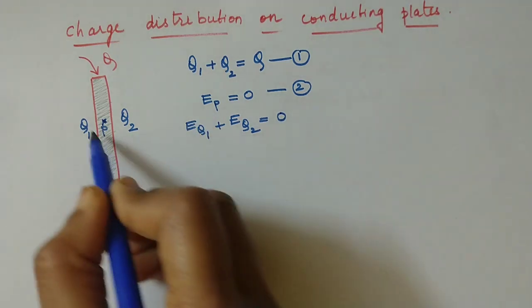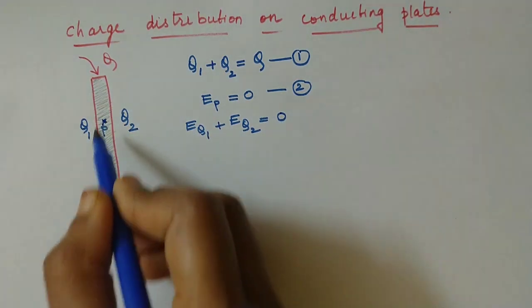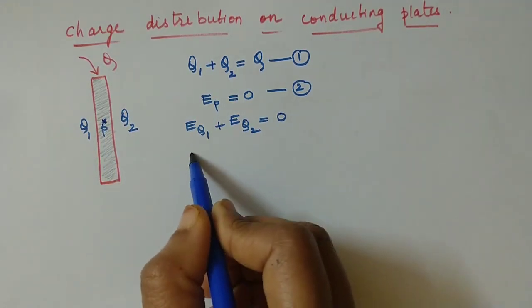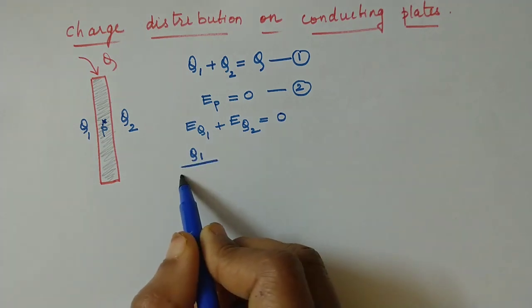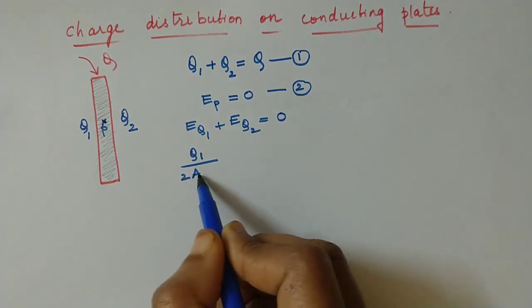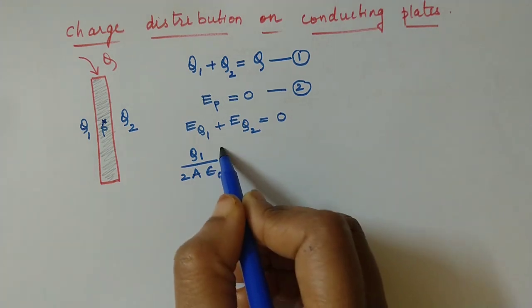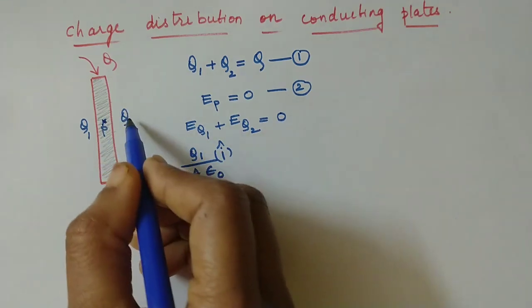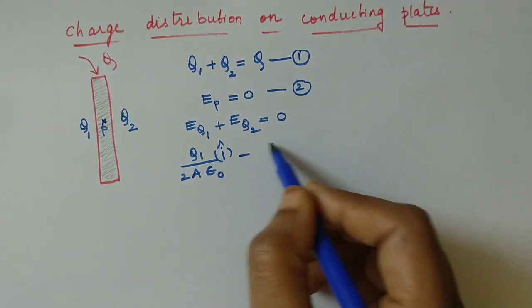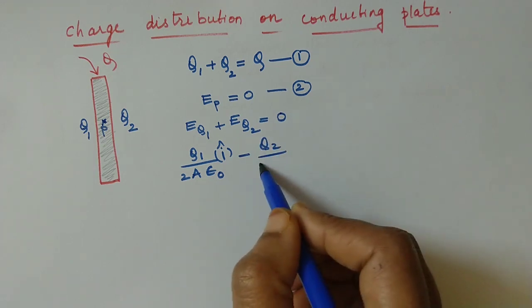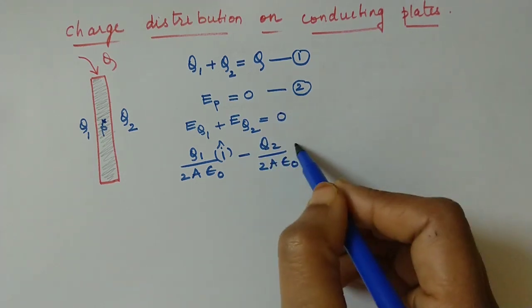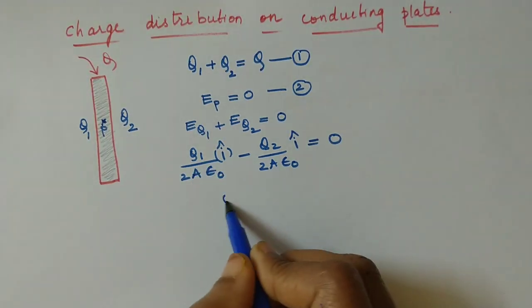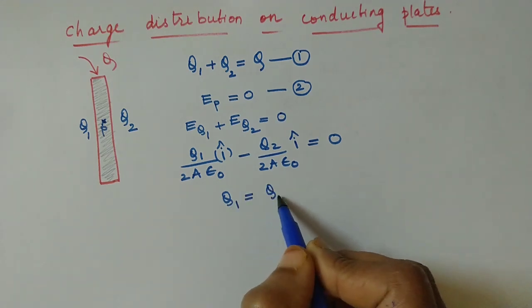Now we know the field produced by a charge, which we have already studied in Gauss law applications, is sigma by 2 epsilon naught, where sigma is charge per unit area. So it is Q1 by 2A epsilon naught, directed in the positive i cap direction, because of Q1 the field would be away. Now because of Q2, the field will be in the opposite direction. So minus Q2 by 2A epsilon naught i cap should become 0. So when you equate it, Q1 becomes equal to Q2.